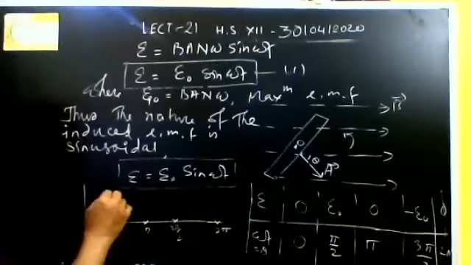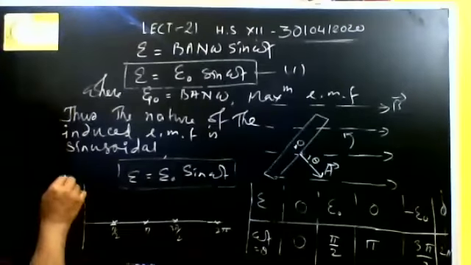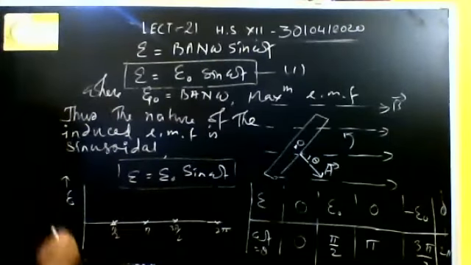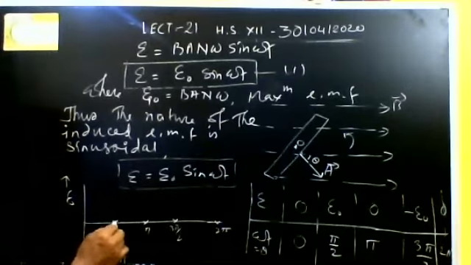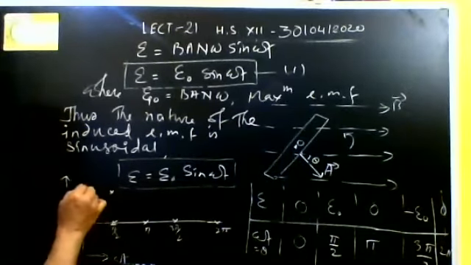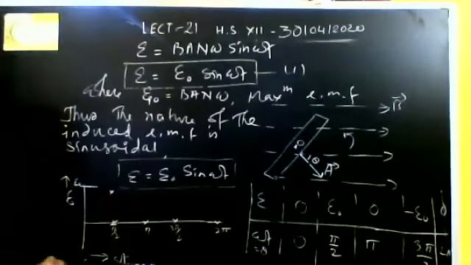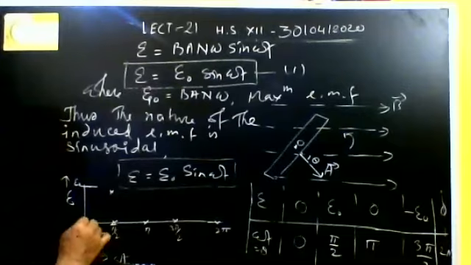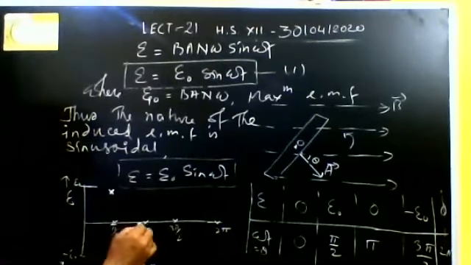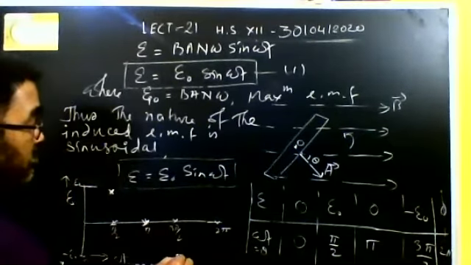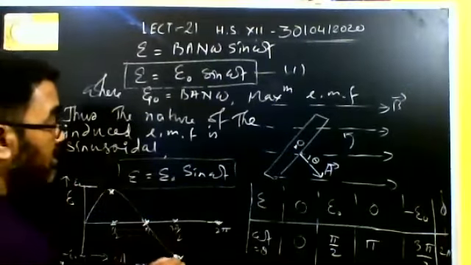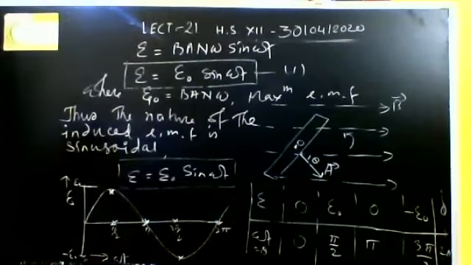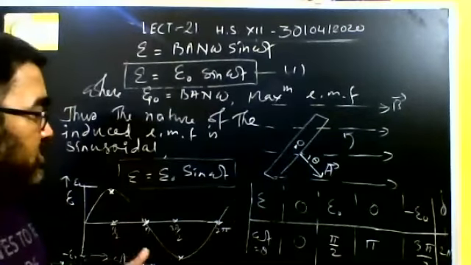Then for induced EMF in this direction, omega t, that is theta. So for this value, you will get maximum value. Suppose this point is epsilon naught, maximum value. This point is minus epsilon naught, maximum value in the opposite direction. So one point will be here, another point here, another point here, next point here. So your graph, if you draw it freely, you will get like this. This is a sinusoidal graph.